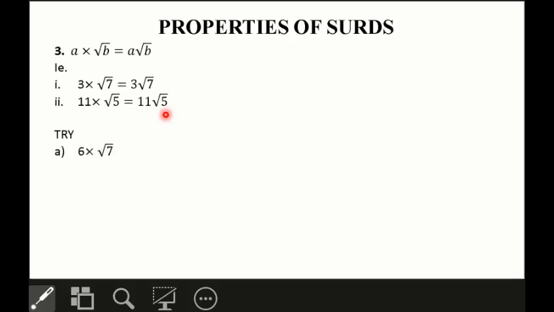We have 6 times root 7. What will be the result? So we have 6 root 7, right? Good. Now let's see this.